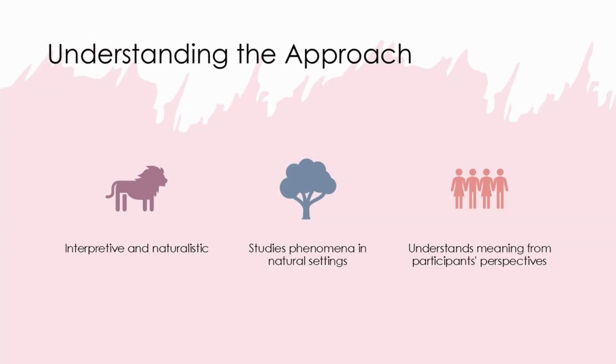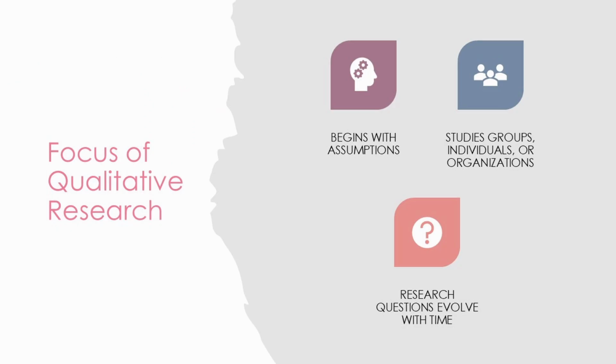Understanding the approach. Qualitative research uses an interpretive and naturalistic approach. What does this mean? Simply put, researchers study people and their behavior in natural settings, the environments where these behaviors actually occur. Instead of manipulating variables in a lab, qualitative researchers try to make sense of phenomena by interpreting them in the context of the participants' own experiences and perspectives. This approach emphasizes understanding meaning rather than measuring numbers.